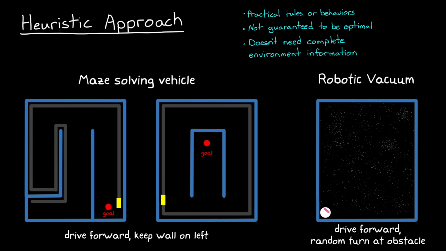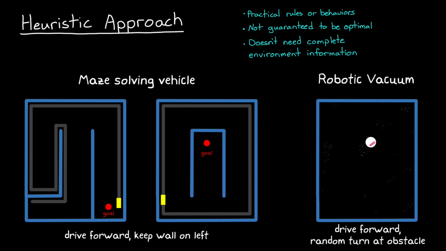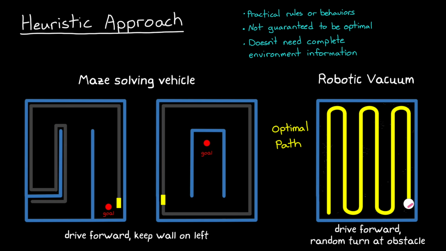Other types of heuristic-based autonomy include things like the simplest of robotic vacuums, where when it approaches an obstacle like a wall, it rotates to a new random angle and just keeps going. And as time increases, the chance that the entire floor is covered approaches 100%. And so in the end, the goal of having a clean floor is met, even if the vehicle doesn't take the optimal path to achieve it.